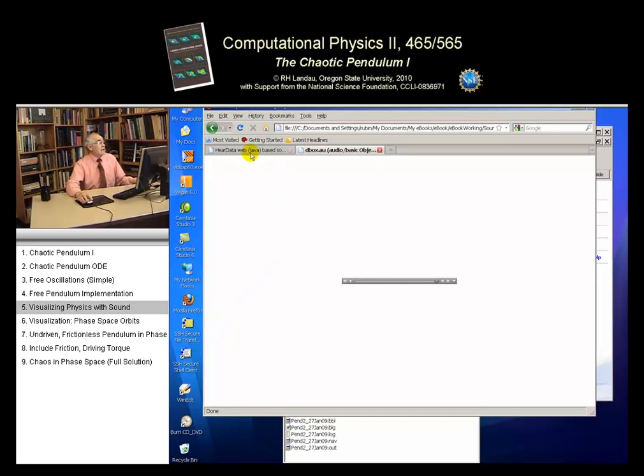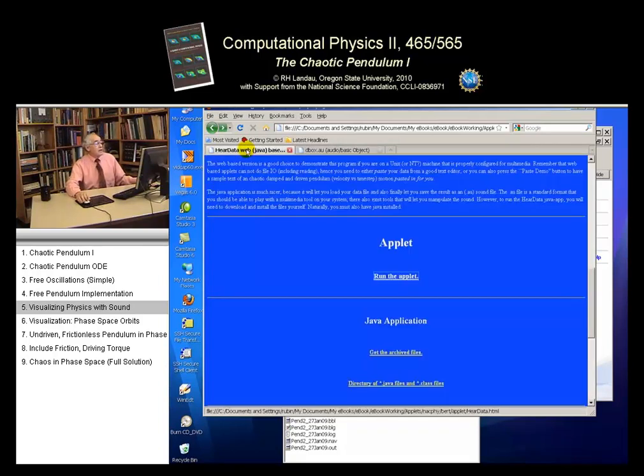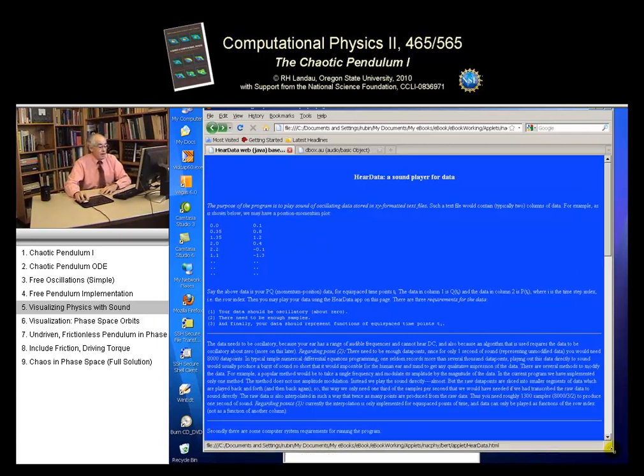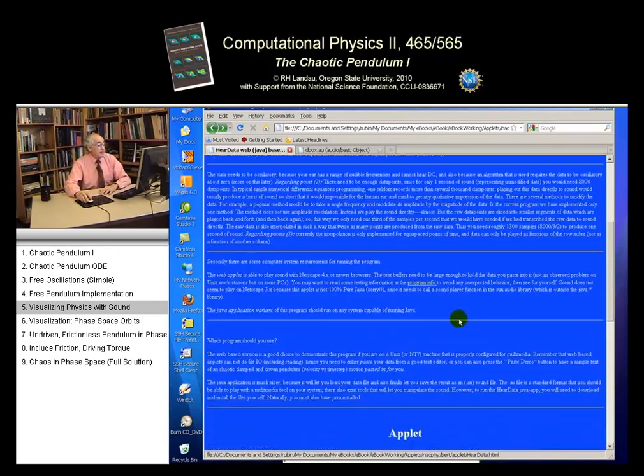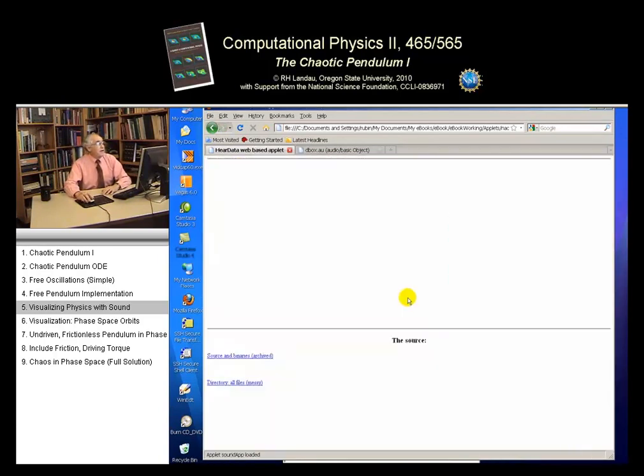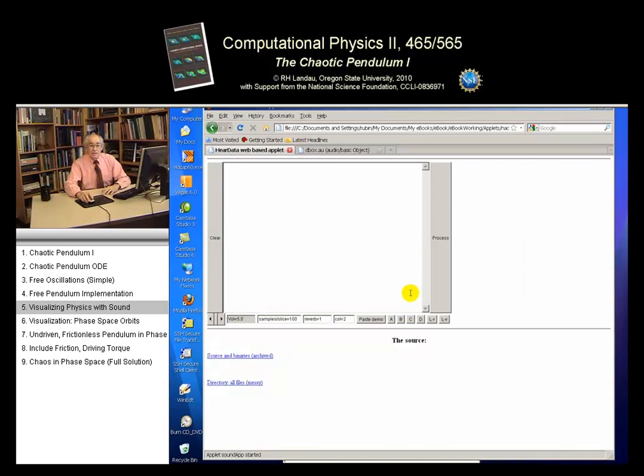And here on the web, we give you this applet, called Hear Data, and this was written by one of the students. All these things are written by students. I never do any of this work. If you look at this applet, go down, he talks about it, then he says, let's run the applet. And what this applet is, is just a box, and you throw your data in it, and then it turns it into sound.